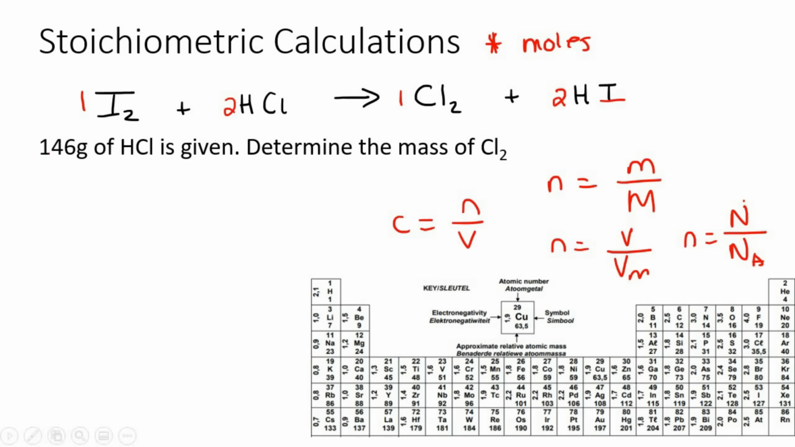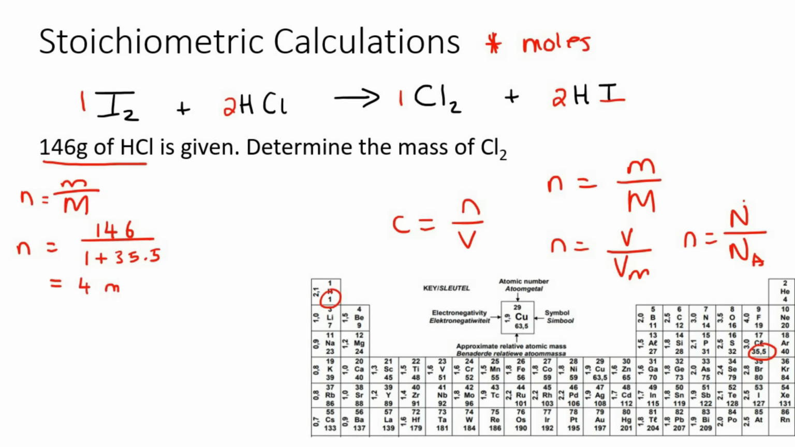Now, be careful. A lot of learners get confused with what to do with this number in the front. So they've given us the mass of HCl. So we're going to use this formula. So we're going to say n equals m over capital M. And we're going to say the given mass is 146, and the mass on the periodic table, remember this capital M is called molar mass, and it's got one hydrogen, and then there's one chlorine, so that's 35.5. Okay, so if you had to work that out, you end up with 4 moles. So I'm just going to say here, 4 mole.